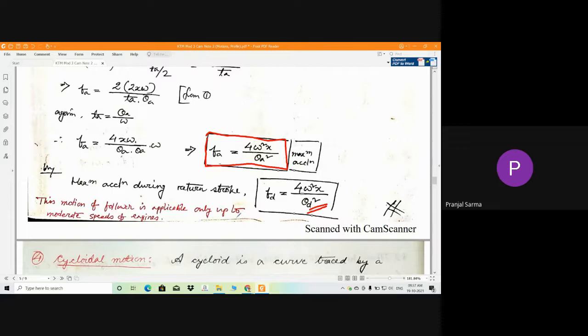Okay, and this particular uniform acceleration and retardation scheme of motion of the follower is valid up to a moderate speed. Previously, we have seen some slower speed of engine only. Now with this scheme, you can go for up to a somewhat higher speed. Okay, is it clear?